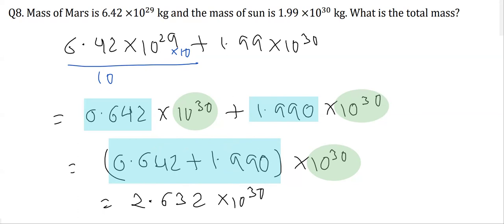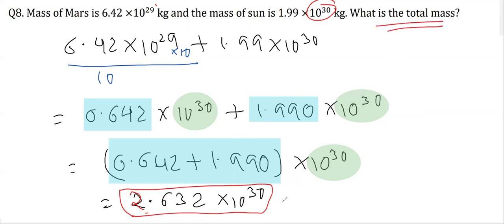Now the question arises: why did I not convert 10 raised to the power 30 into a power of 29, and did the reverse? This is because when writing in exponential form, you must have the decimal after the first digit. That is the reason why we have done this. So the final answer for the total mass, and we must write down the unit, kg, is 2.632 into 10 raised to the power 30 kg.